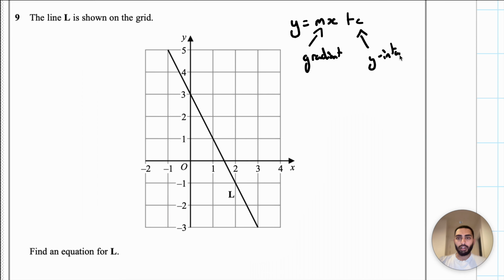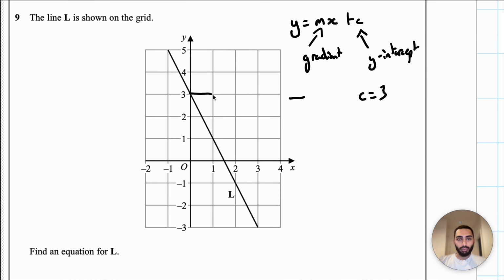This one's a little bit easier. Where does it cross the y-axis? Let's do the c value first because it's easier. That's going to be at 3. So c is equal to 3. The gradient just means for every one across, how many does it go up or down by? Or you can do rise over run. But because we've got a nice graph here, it's just easier to do this first method.